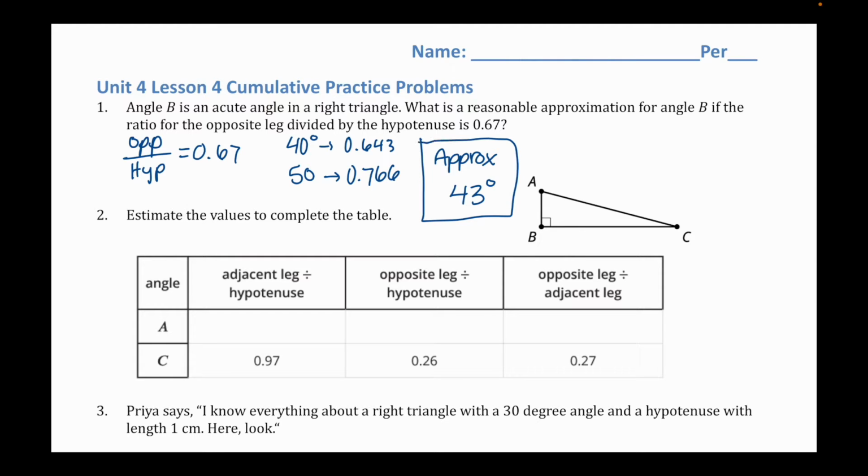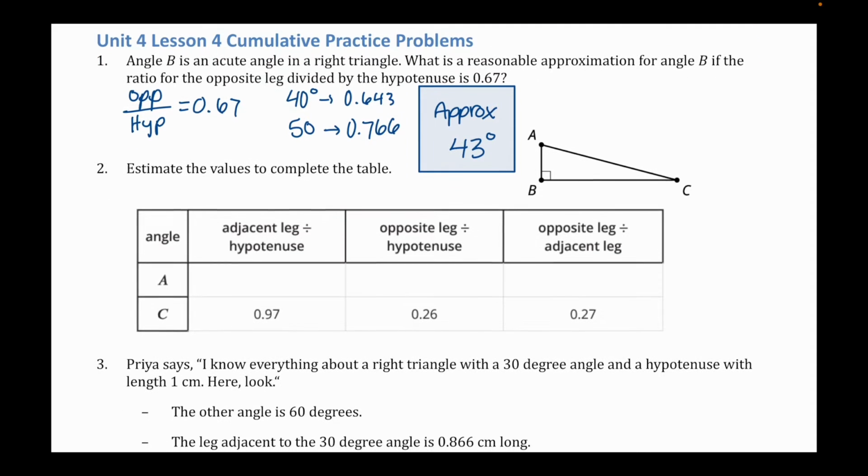Because that's my guess. If you guessed like 45, or as long as it's in between 40 and 50, a little closer to 40, I would think. But in between 40 and 50 should be essentially what you would use for an answer here. Question 2 is what we're going to use for our table here because we are looking at angles A and C. And we're going to fill out this table.